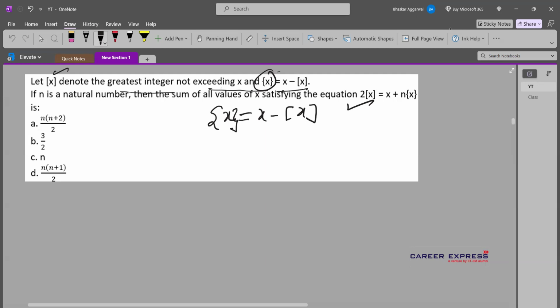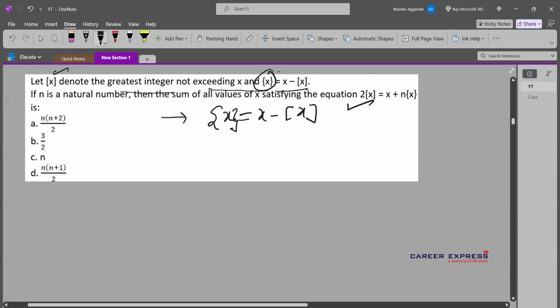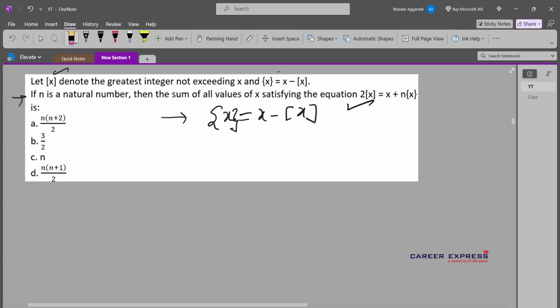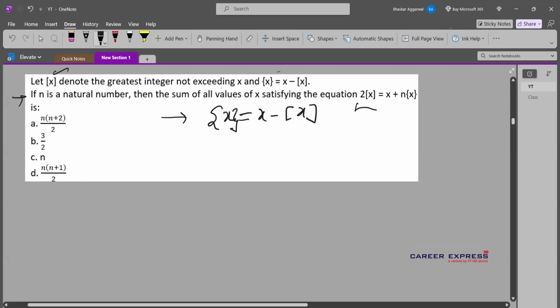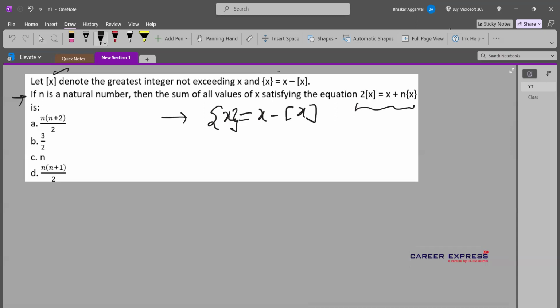So there is nothing new that has been provided in this question. So let's move to the second line. If n is a natural number, then the sum of all values of x satisfying this equation. Okay. So we need to use this equation to get some values of x, and then we need to add all those values to get to the answer.